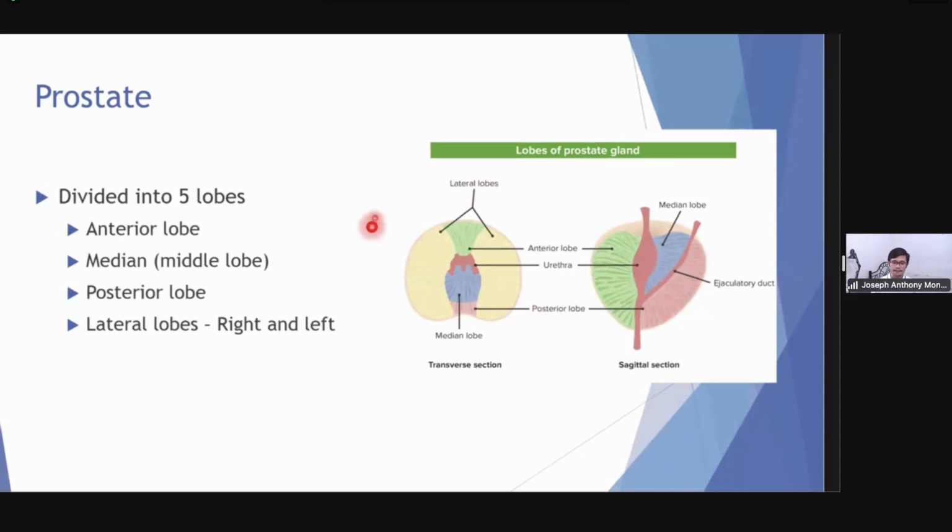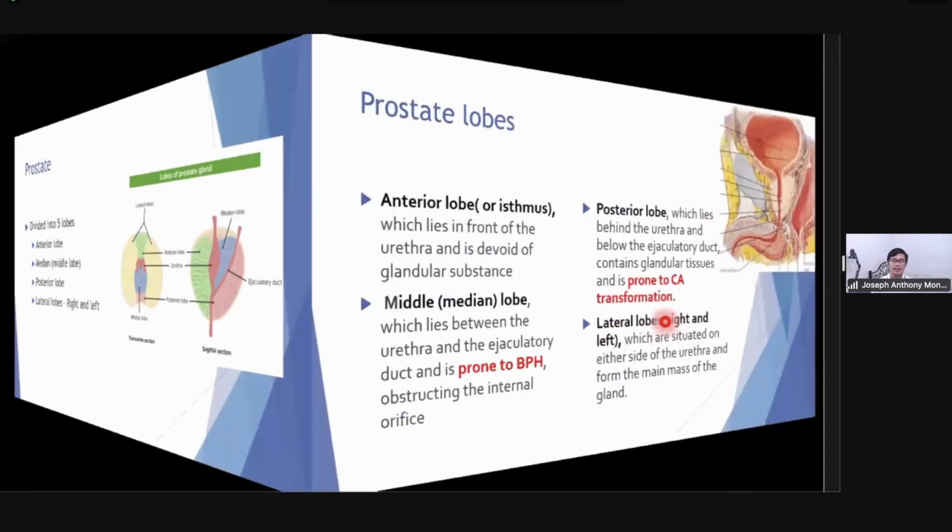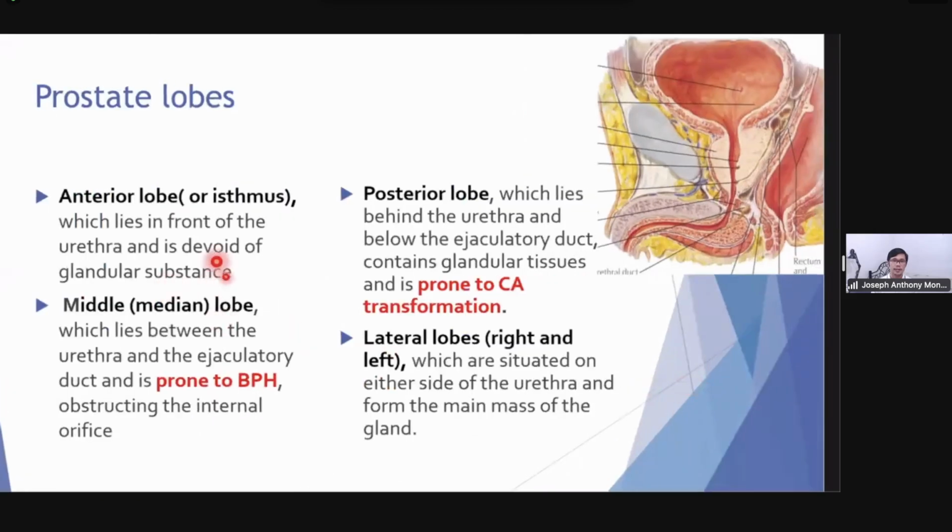In the coronal cut, you try to have it separated. You could appreciate the two lateral lobes, which is left as well as the right. We are going to have to put a great emphasis on the median lobe as well as the posterior lobe. Okay, so why is that so? We'll be discussing each and every one. Take note of this slide. This is very important.